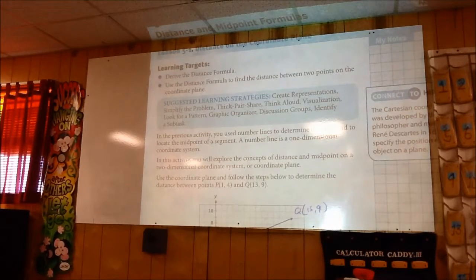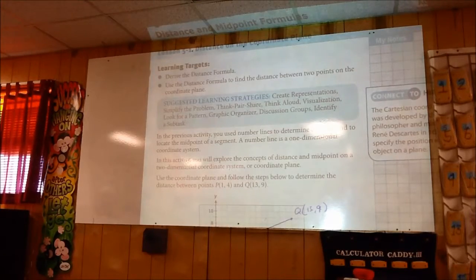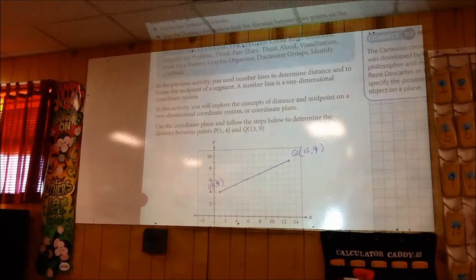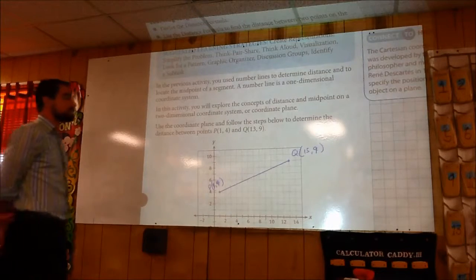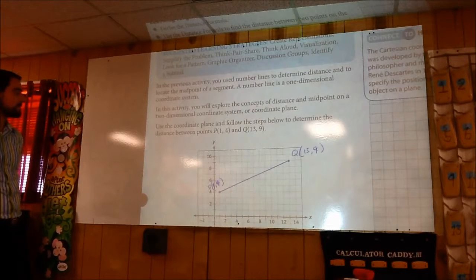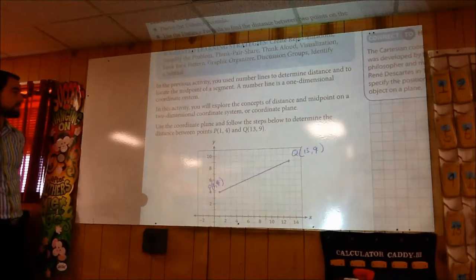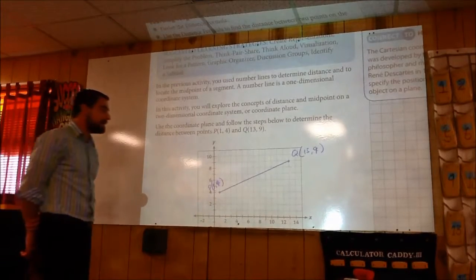Yes, ma'am? In the previous activity, you use number lines to determine distance and to locate the midpoint of a segment. A number line is a one-dimensional coordinate system. In this activity, you will explore the concept of distance and midpoint on a 2-dimensional coordinate system or a coordinate plane. Use the coordinate plane and follow the steps below to determine the distance between points P14 and Q139. Thank you very much.